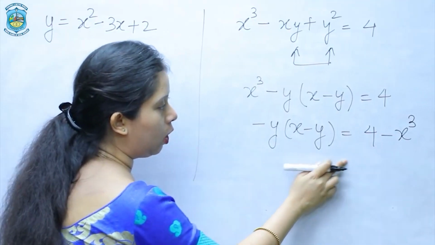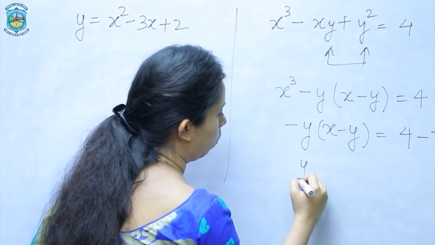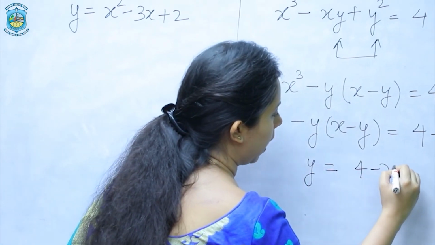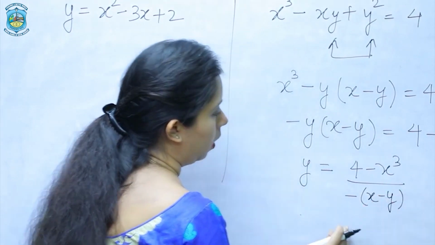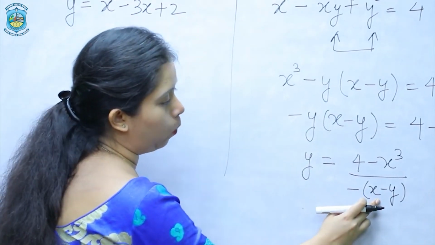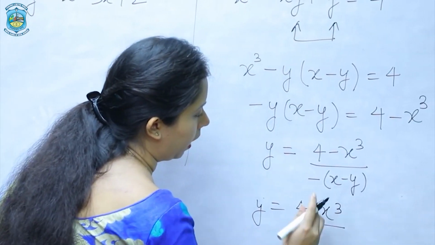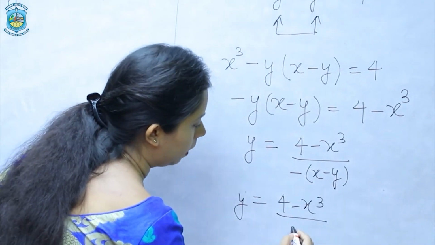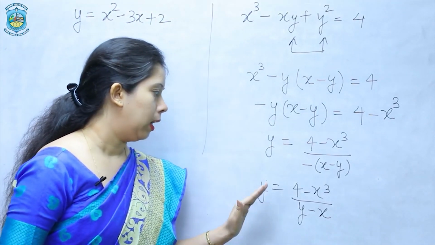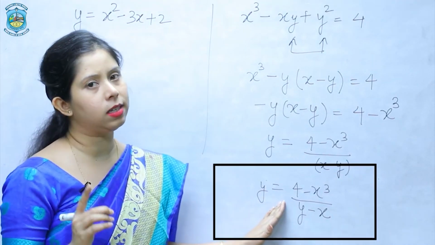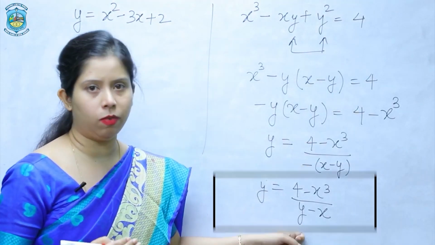Now, dividing the whole equation by minus of x minus y, what we will get? We will get y is equal to 4 minus x cube divided by minus of x minus y. Now, multiplying this negative sign within the bracket, we will get y is equal to 4 minus x cube divided by y minus x. So, in this example, y cannot be expressed entirely in terms of one variable. Here what we are getting? We are getting y in terms of x and y.